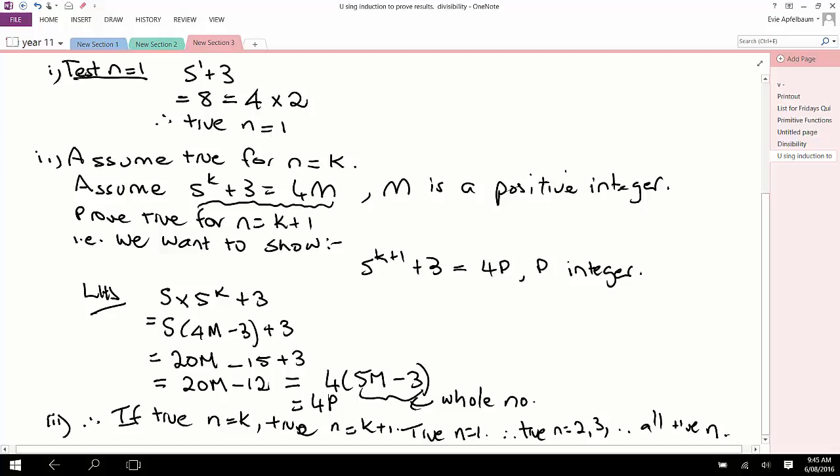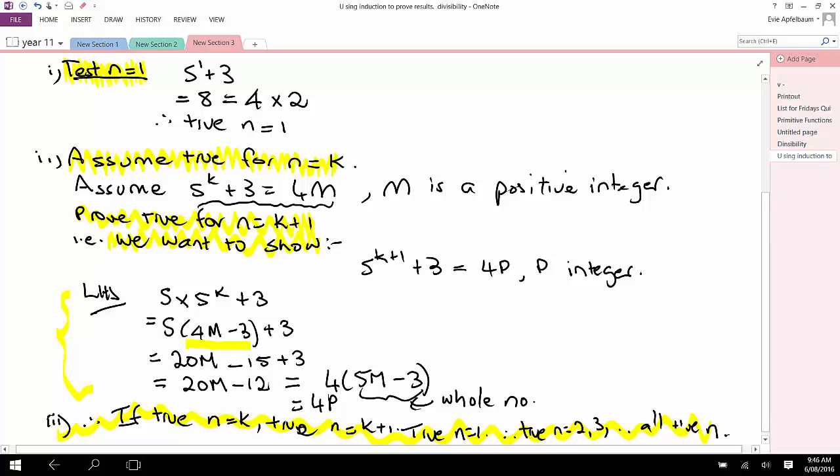Now, I'm going to highlight again all the things that are mandatory. Test n equals the first value. Assume true n equals k. Prove true n equals k plus 1. What we want to show. Showing it using our assumption, if true, writing a conclusion.